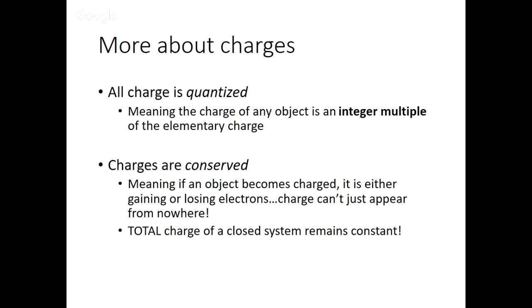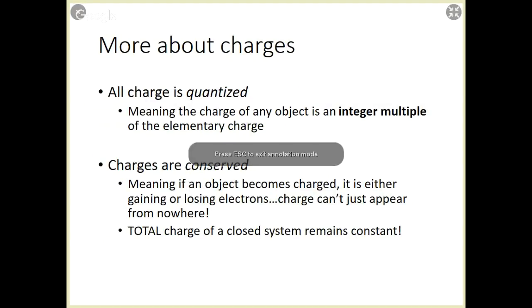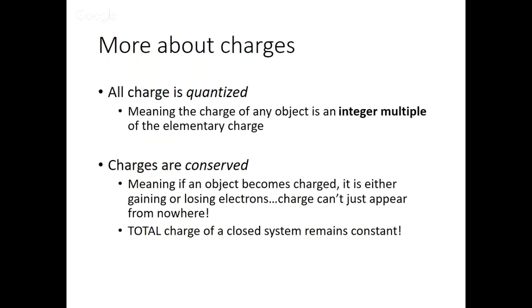If something is grounded, that's introducing electrons from outside the system into it, or vice versa. So in that sense, yes, the total charge of the system can change. But when I say closed system, that means there is no connection to something like the ground.